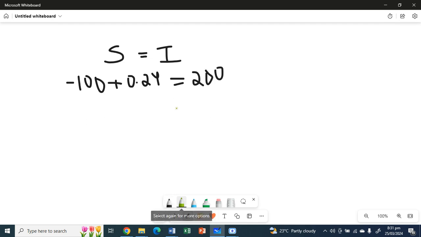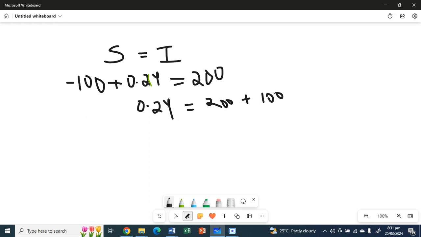Here we're trying to solve for y. Y represents the national income. We're just going to group like terms together. This negative 100, we're going to take it over to the other side. So we have 0.2y equals 200 plus 100. It's going to give us 300.